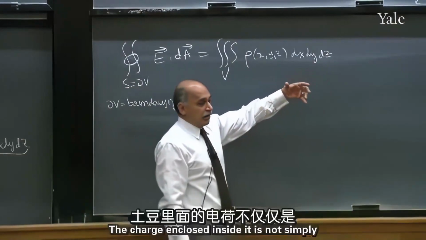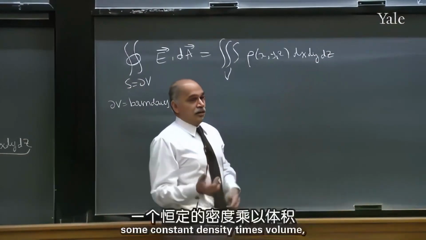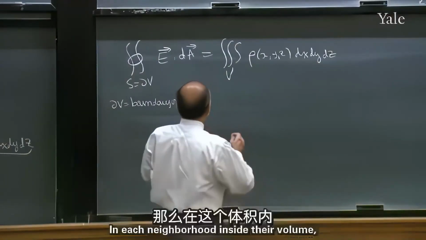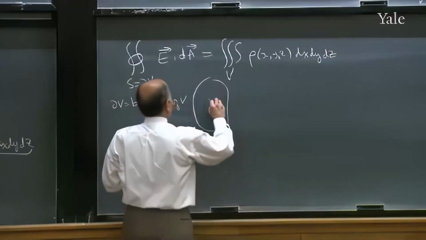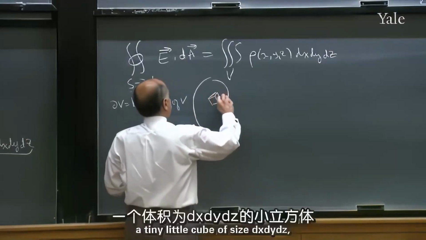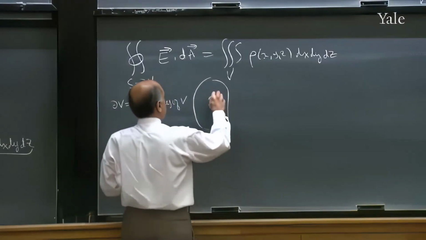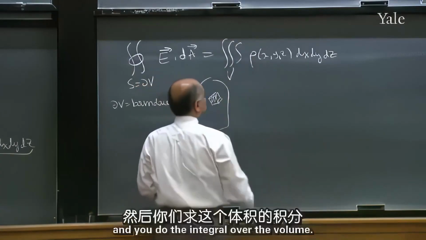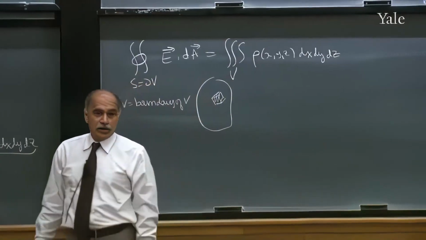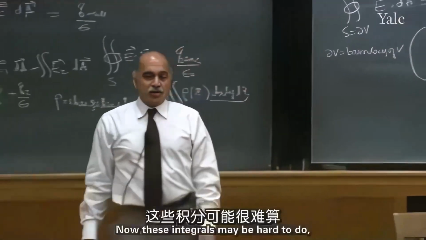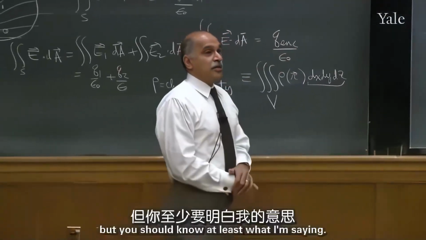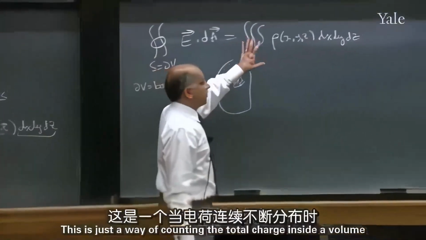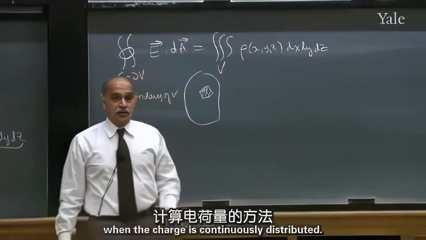Charge enclosed inside it is not simply some constant density times volume. If the charge density varies from point to point, in each neighborhood inside that volume, you take a tiny section, a tiny little cube of size dx, dy, dz, see how much is in there as a function of x, y, and z, and you do the integral over the volume. Now, these integrals may be hard to do, but you should know at least what I'm saying. This is just a way of counting the total charge inside a volume, and the charge is continuously distributed.